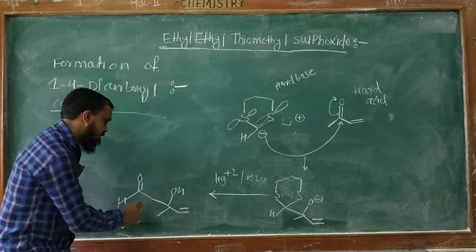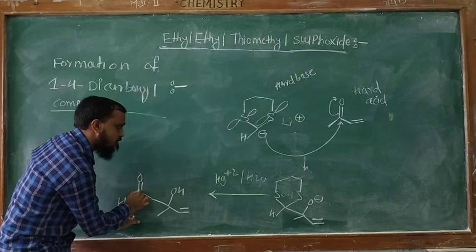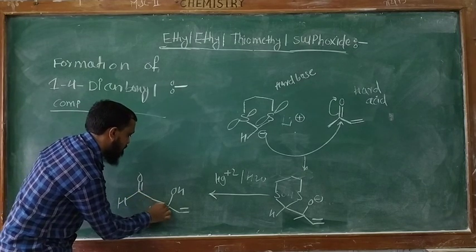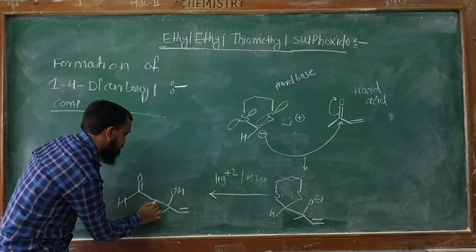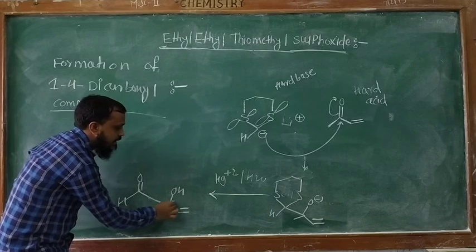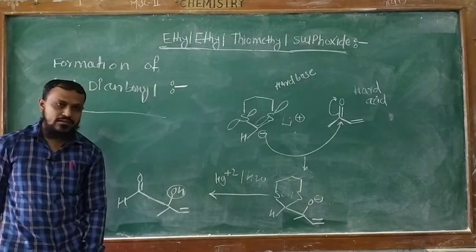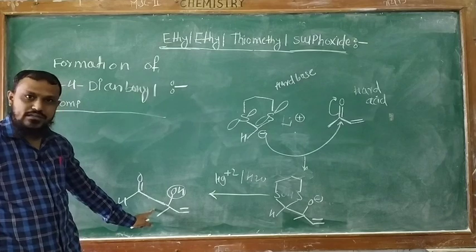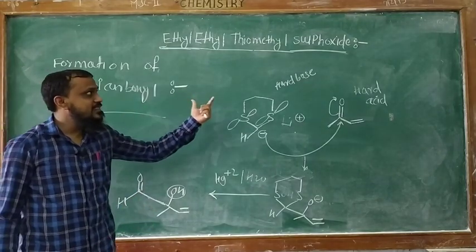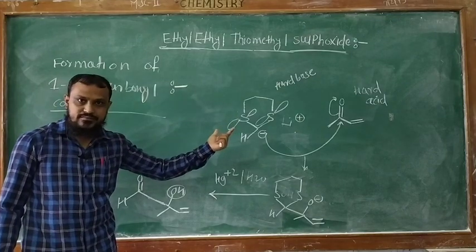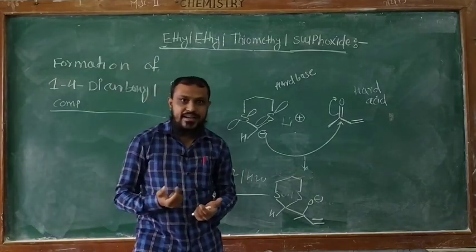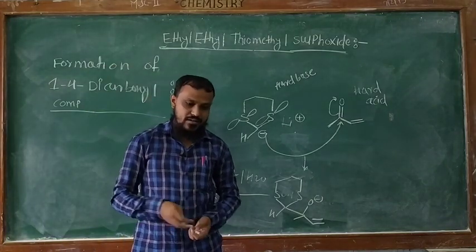Okay, look here. This is the alpha carbon and at the alpha position a hydroxyl group is present. So it is an alpha hydroxy carbonyl compound. But in the case of ethyl thio-methyl sulphoxide, the lithiated salt generated acts as a soft nucleophile.